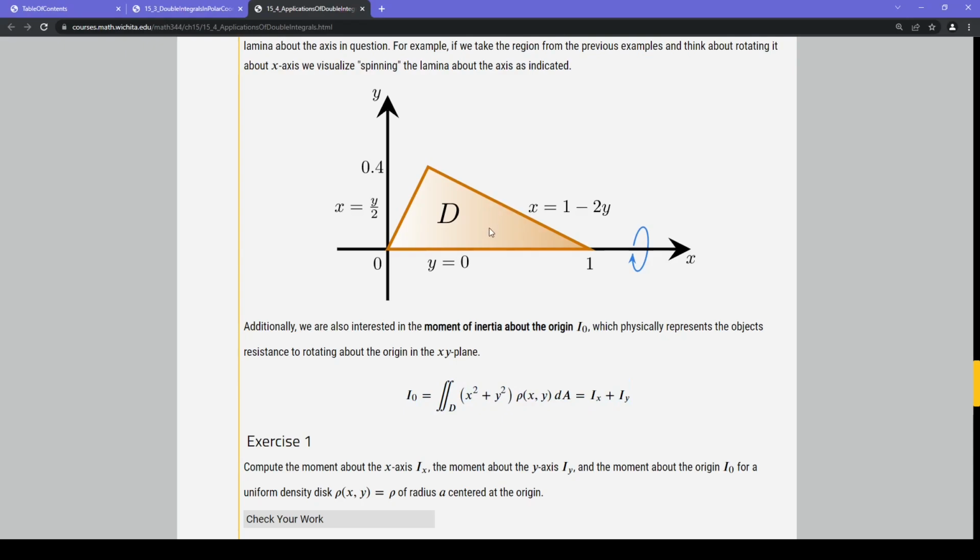The moments of inertia with respect to X and with respect to Y are me trying to rotate the region D into or out of the page about the appropriate axis. So if I imagined that D got stuck to the x-axis and I was trying to spin it around like this, so that you would see, like, D would push air, right? If it were spinning along that axis, okay? And then the moment with respect to Y would be spinning it this way.